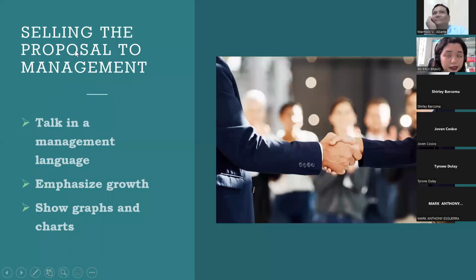Okay. So next up is selling, to actually sell your proposal to the management. Most of the time, as I mentioned earlier, this is often the point of conflict between the IT department and especially the senior management, because most of the time the management doesn't see the benefit of implementing these kinds of things. So one tip on how to actually sell your request or proposal is to talk in management language. When we say management language, you always have to put it in a way that will benefit the business.